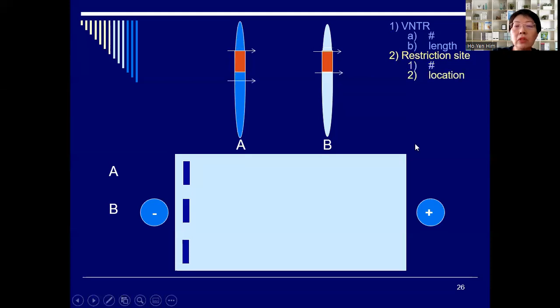And the last example is to illustrate different location of restriction sites. So again, these two DNA are exactly the same. They also got the same length of VNTR and same number of VNTR. The only difference is the location of restriction sites is different. It will also give you a different banding pattern. So this will be your homework for you to draw on the gel.